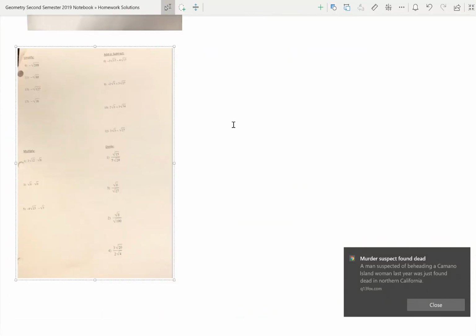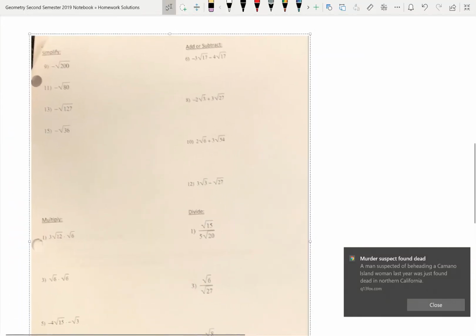Okay, this video is going to go over the radical review packet. It's called 10.0 Simplifying Square Roots. The first page, front and back, is notes, and the second page on the front is the homework. This is the homework here.